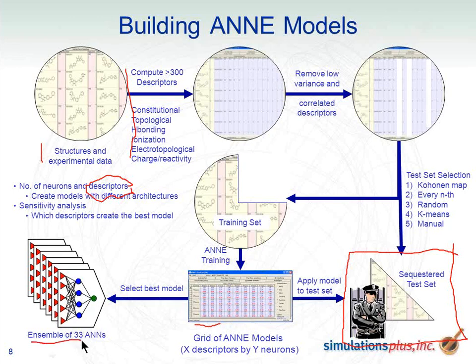Our ensembles are made up of 33 artificial neural networks. In the case of a regression model, the final prediction for the molecule would be the average of the 33 artificial neural networks.